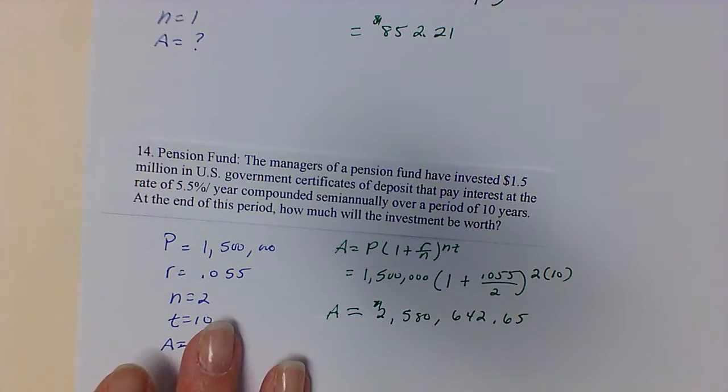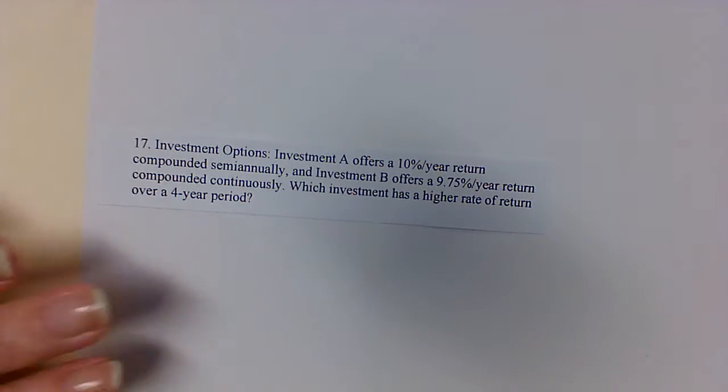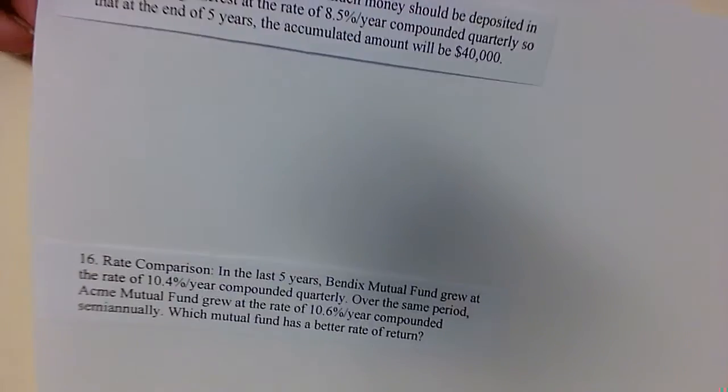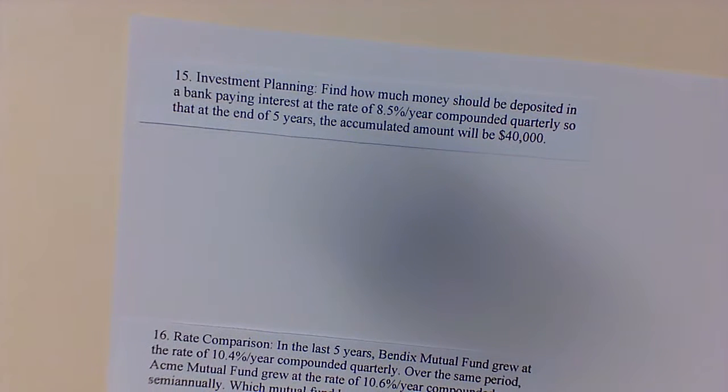All right, so our next problem is going to be on our next page here. We're talking about investment planning. This is number 15. Find out how much money should be deposited in a bank paying interest at the rate of 8.5% per year, compounded quarterly, so that at the end of 5 years, the accumulated amount will be $40,000.